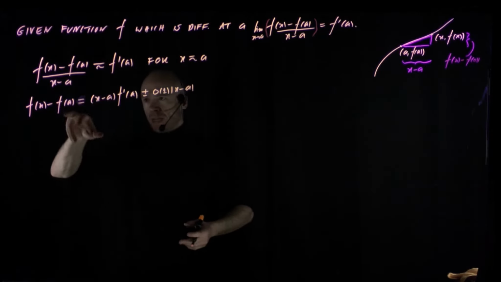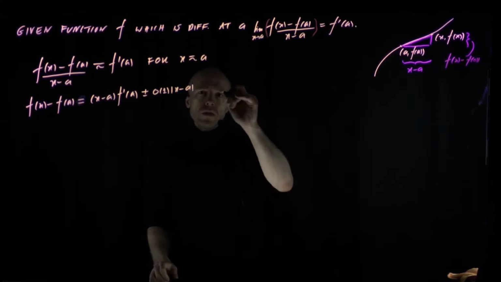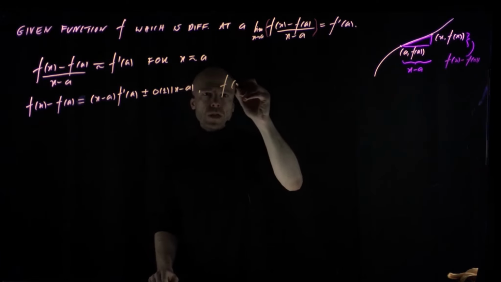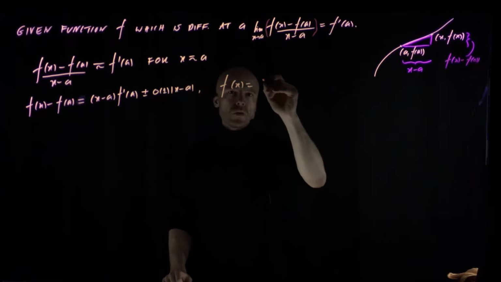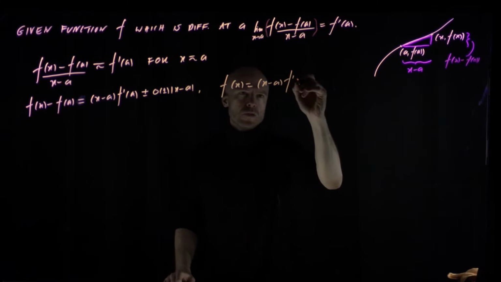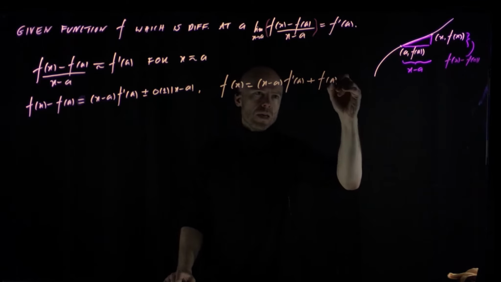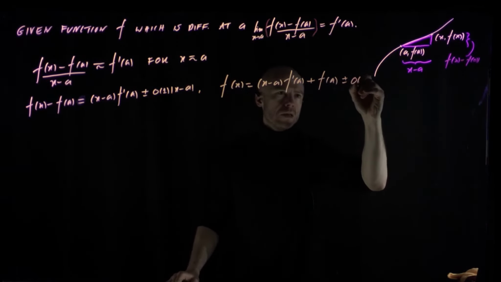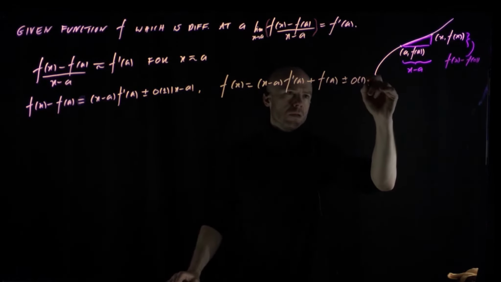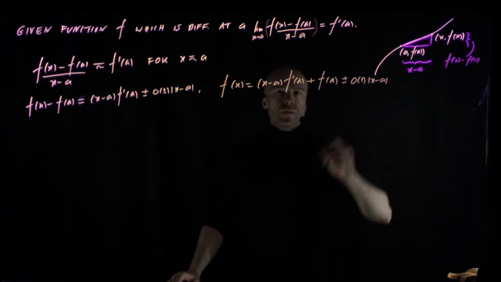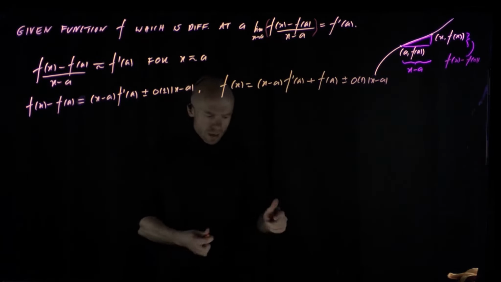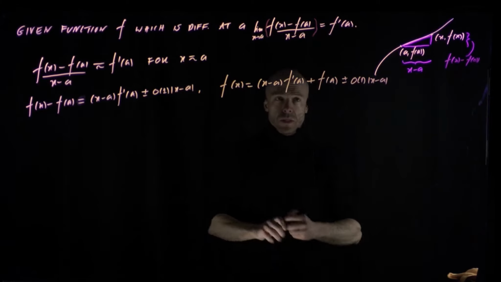And now let's put the f of a on the other side. So that means that f of x is equal to (x minus a) times f prime of a, plus f of a, plus or minus little o of 1 times (x minus a). Good.